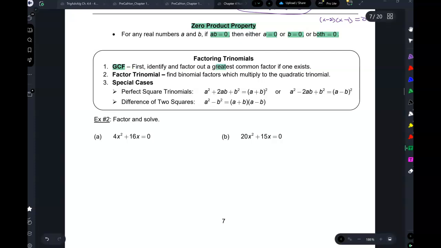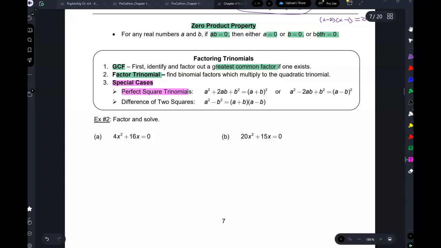Is there a greatest common factor that you can factor out? Next, you can factor the trinomial, like Hannah was saying before, right? Two parentheses, okay? And remember, there are some special cases, okay? The special cases are this.